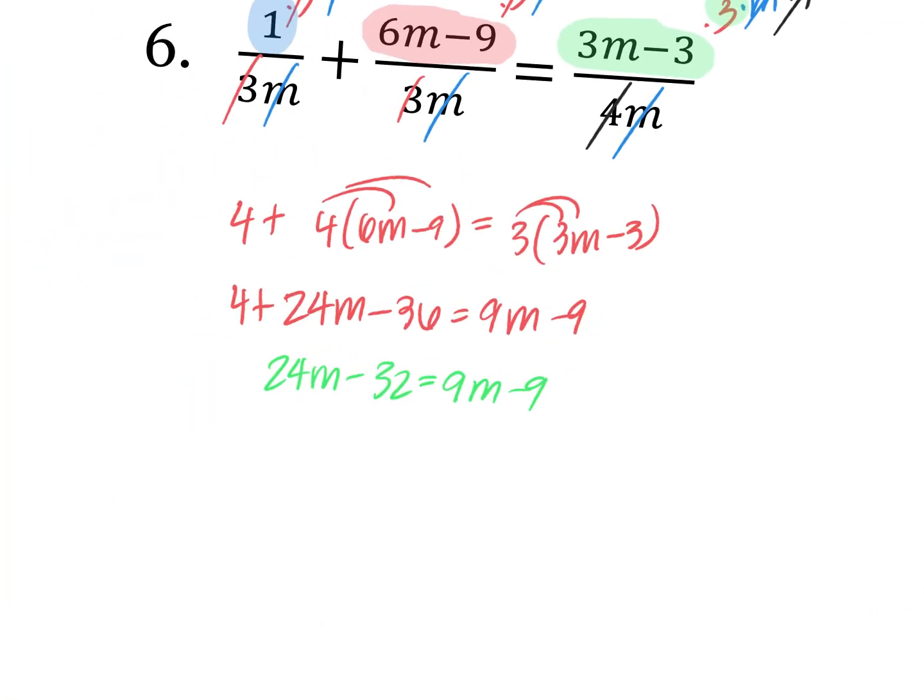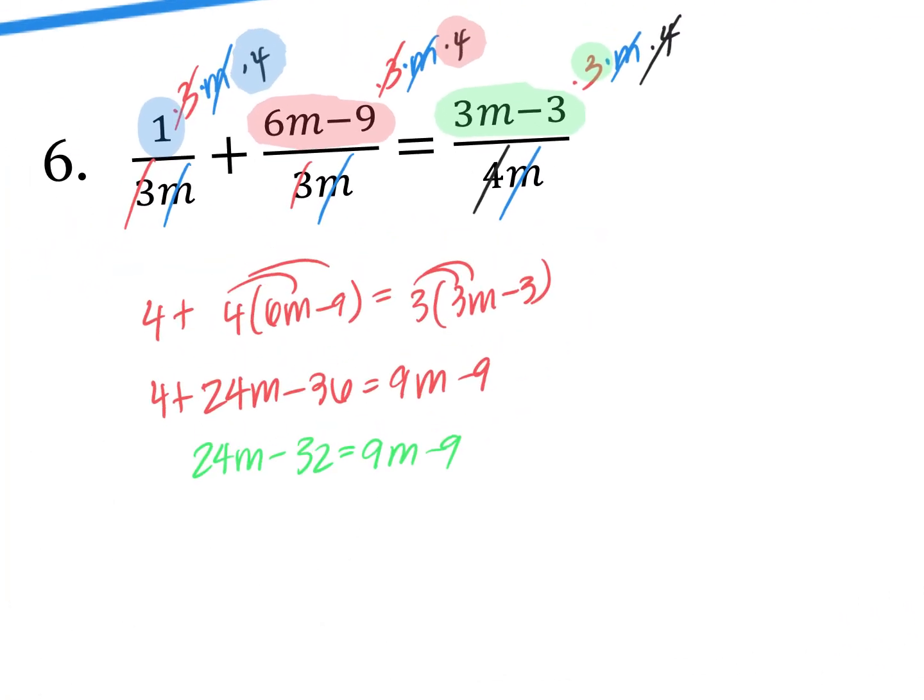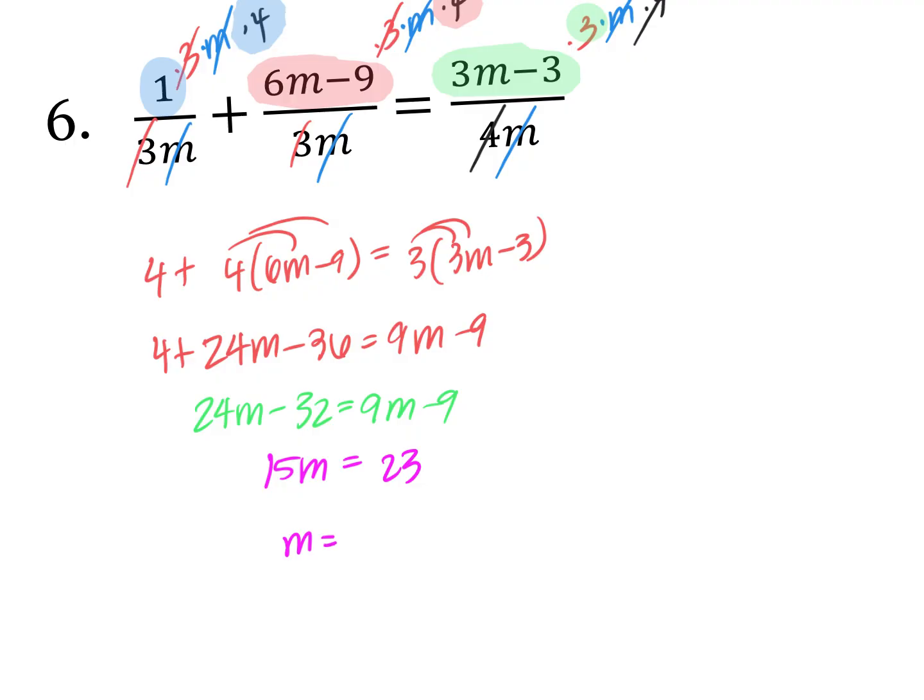Page 7. Okay, so you guys, are we getting, if I move my m's over, 15m? And then move my 32's over is 23? Anyone get that? What are we getting for our m? 23/15ths?